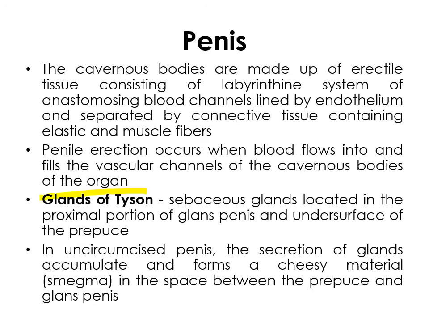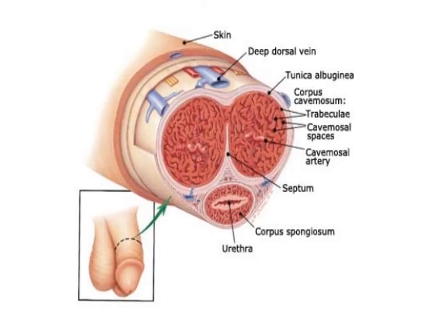The glands of Tyson are sebaceous glands located in the proximal portion of the glans penis and the undersurface of the prepuce. In an uncircumcised penis, the secretion of these glands accumulates and forms a cheesy material called smegma in the space between the prepuce and the glans penis.